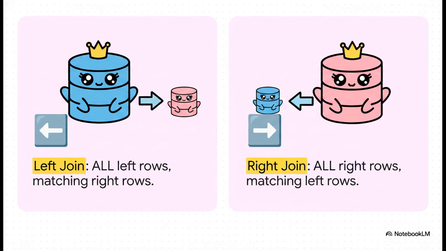With a left join or a right join, one table essentially becomes the priority master source and the other acts as secondary lookup data. A left join guarantees you are going to see every single row from your left table, even if the right table has absolutely nothing to offer.